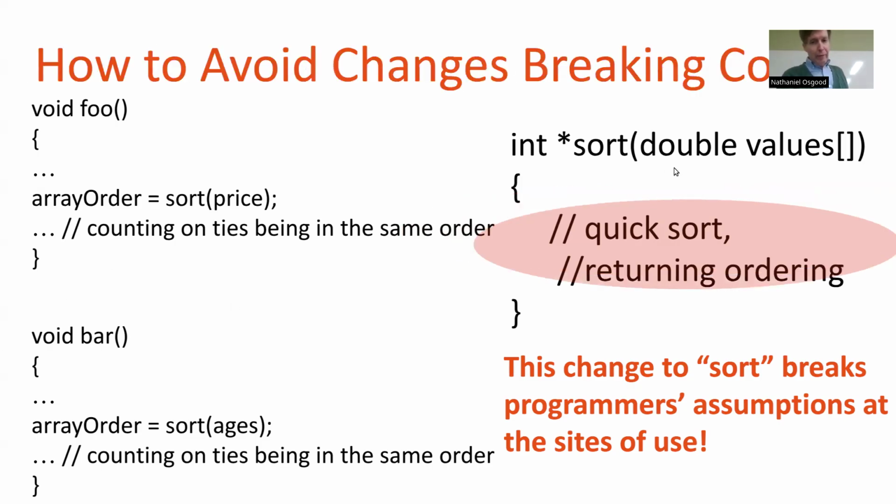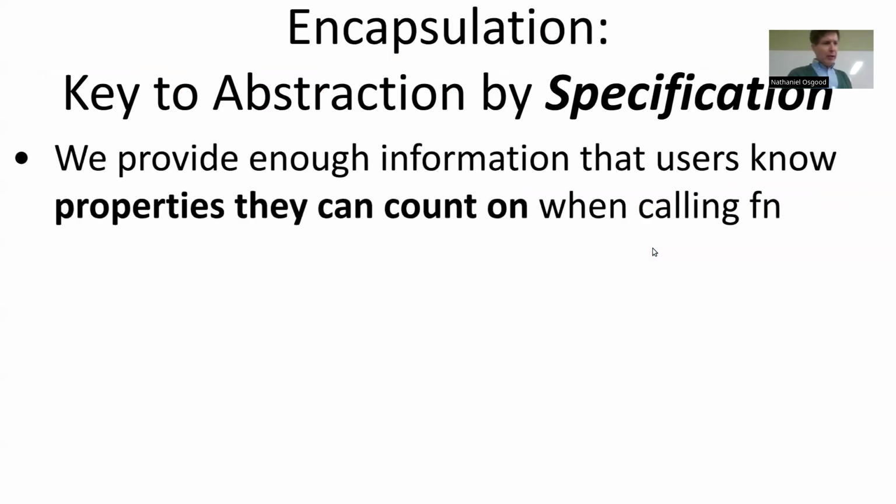We have abstraction by parameterization. We pass it different vectors here, but it doesn't deal with this issue. And it's really to deal with this challenge, to avoid modularity leading to the madness of changing one place in order to change everywhere, that we introduce abstraction by specification.